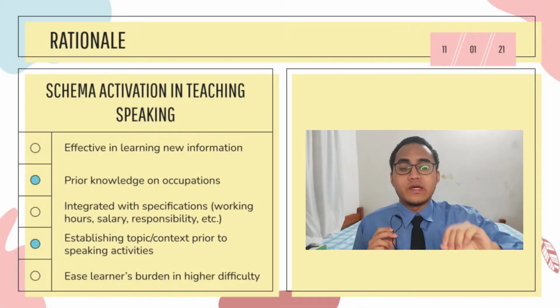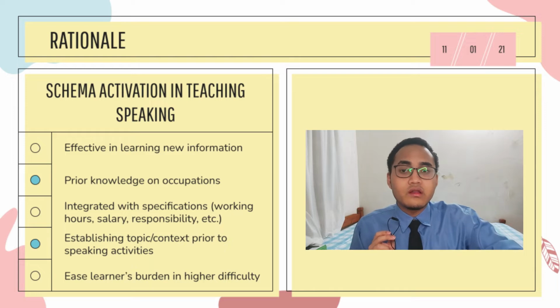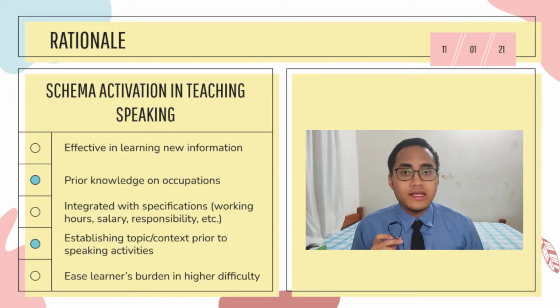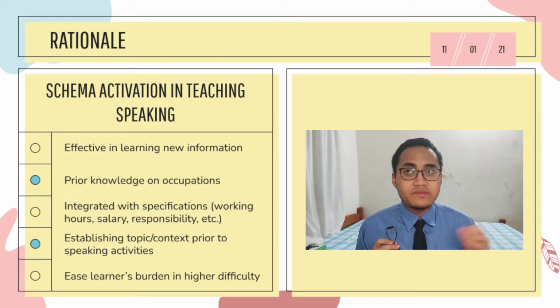This activity serves to activate student schemata, which according to Holland, as cited by Griselda, Sutapa and Salam, would be effective for students to learn new information as it taps on students' prior knowledge on occupation and prepare them to integrate it with new contents such as working hours, salary, and job responsibility. Additionally, establishing the topic or context prior to speech activities can make the following tasks in the lesson easier for the students, especially in higher difficulty lessons, as stated by Thornbury in his book, How to Teach Speaking.